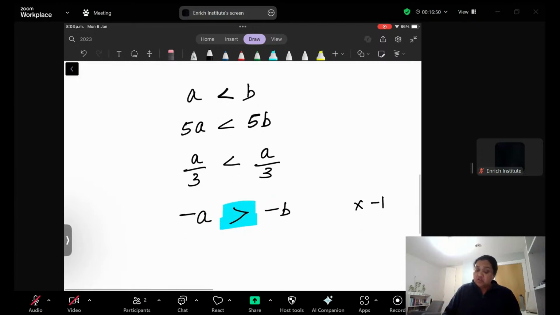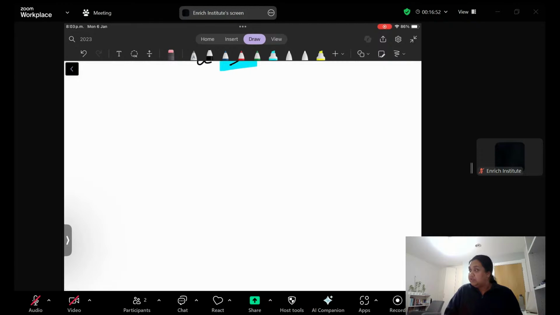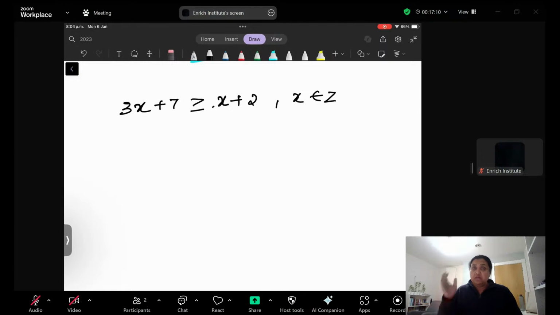Now let's see how we will solve an inequality. Let me just take a quick example: 3x plus 7 is greater than or equal to x plus 2, where x is an element of Z. Why do we say x is an element of Z? Because it is an integer. Now, let me just write it neatly. You should solve this as you solve a normal linear equation, but the only thing is that you have to retain this greater than or equal to sign.